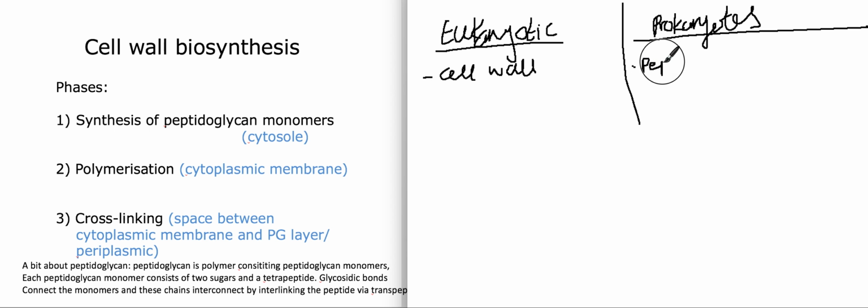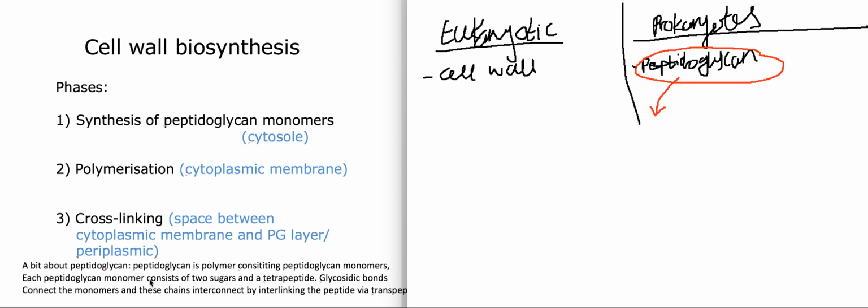They have a peptidoglycan instead of having a cell wall. It's essentially the same thing as a cell wall. Now, peptidoglycan is what we're going to look at because we're going to concentrate on that. It's essentially formed from monomers of sugars.